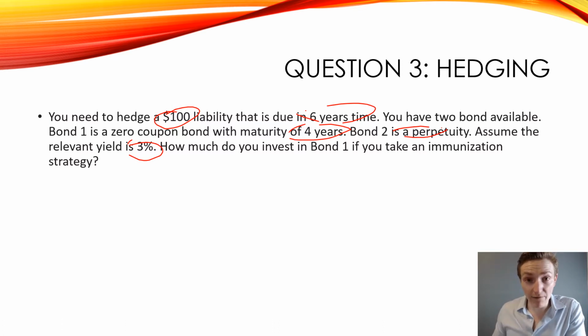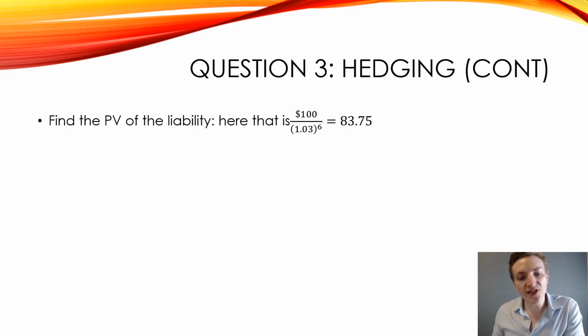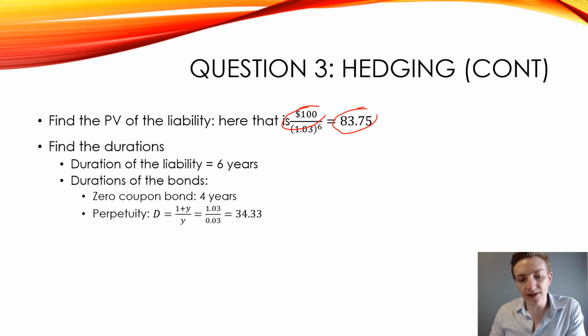All right, so we have a few steps we need to work through in order to get an answer for this. In our first step, we need to find the present value of the liability. Here we take $100, divide through by 1.03 to the power of 6, i.e. discount it back 6 years at the relevant yield. This gives us $83.75. The next step is we find the duration for all of our relevant portions here. So the duration for our liability is 6 years. That's when the liability is due.